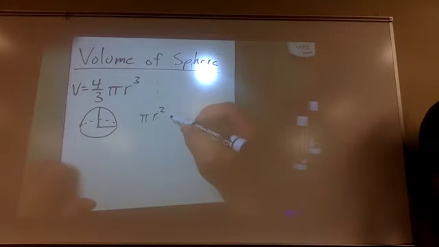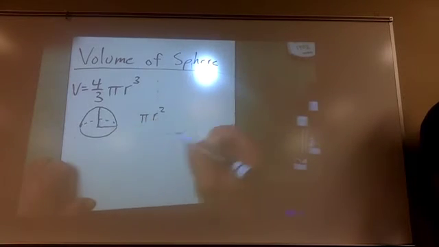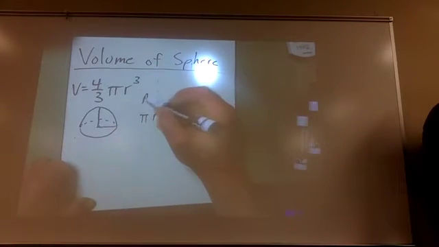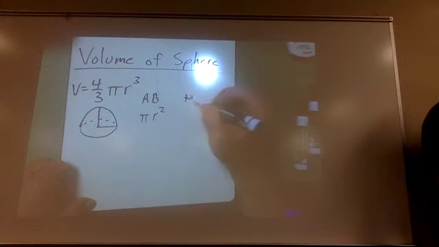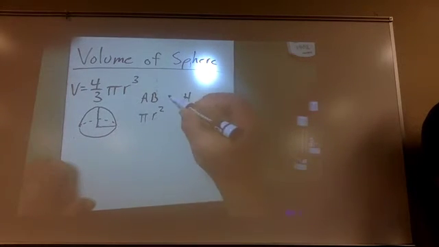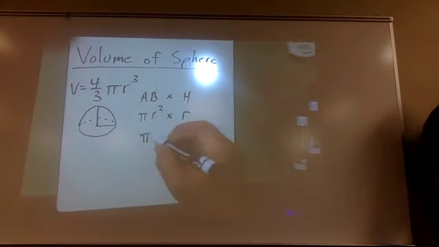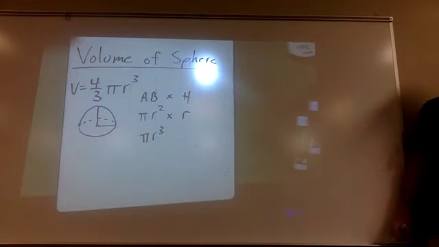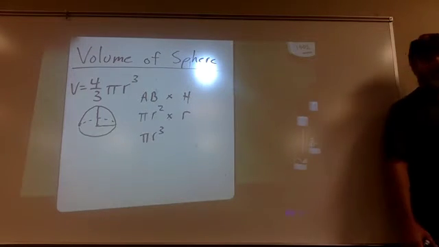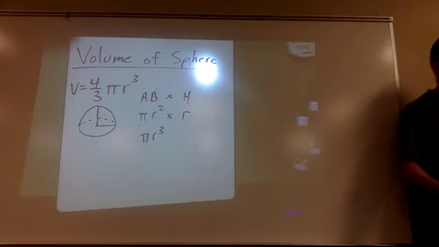So it's really pi r squared, area of the base, and height is another radius. So it's pi r squared, area of the base, times the height. Pi r squared times radius, which is pi r to the third power. So there's where r to the third power comes. That third r is really the height.